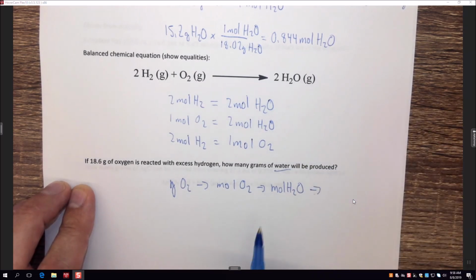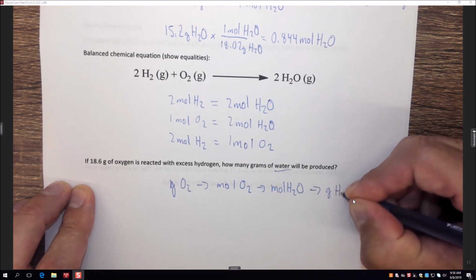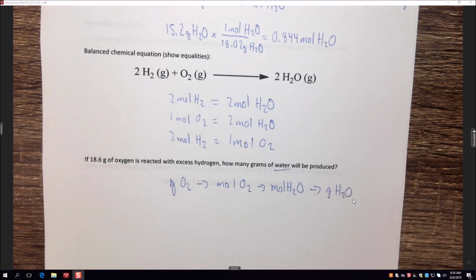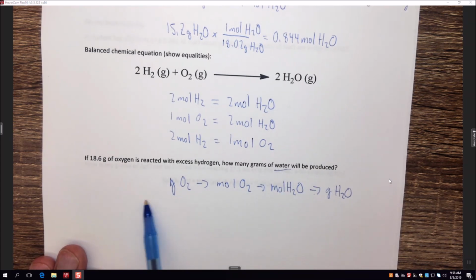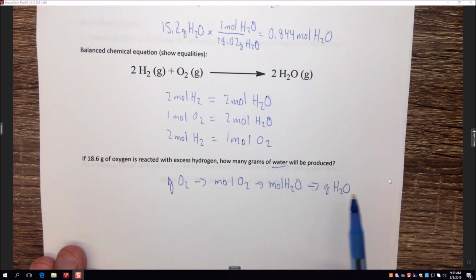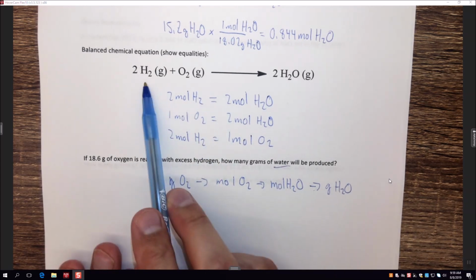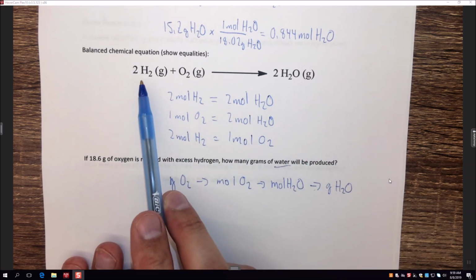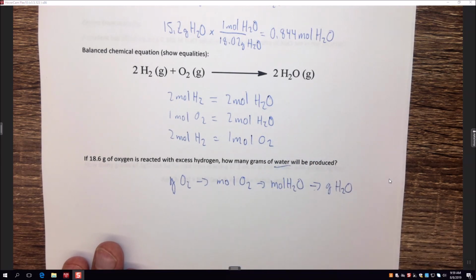Then finally, it doesn't ask us how many moles of water are produced. It asks us how many grams of water are produced. So we can convert from moles of water to grams of water using the molar mass. So there is no direct, one-step conversion to convert from grams of oxygen to grams of water. We need this 4-step process where we go from grams to moles, moles to moles, and moles to grams, because we always need a direct relationship between the units. A balanced chemical equation gives us a direct relationship between one compound and another, in this case oxygen and water, but the units have to be moles.